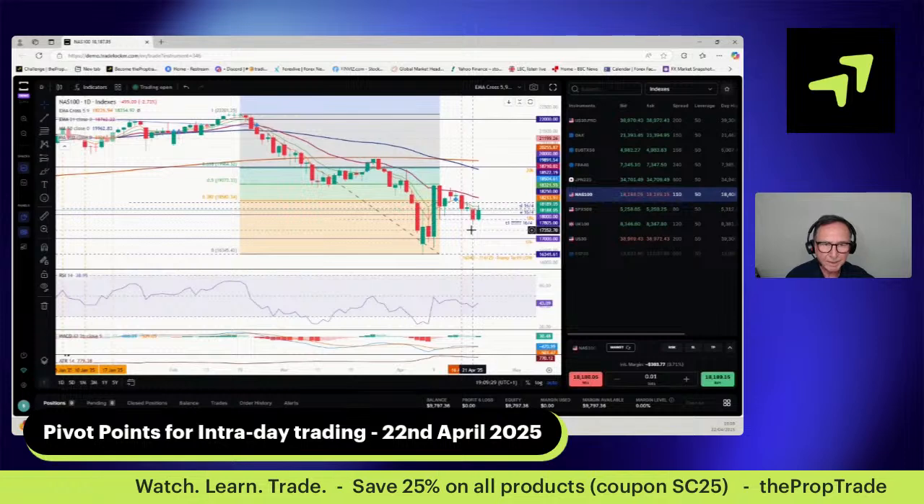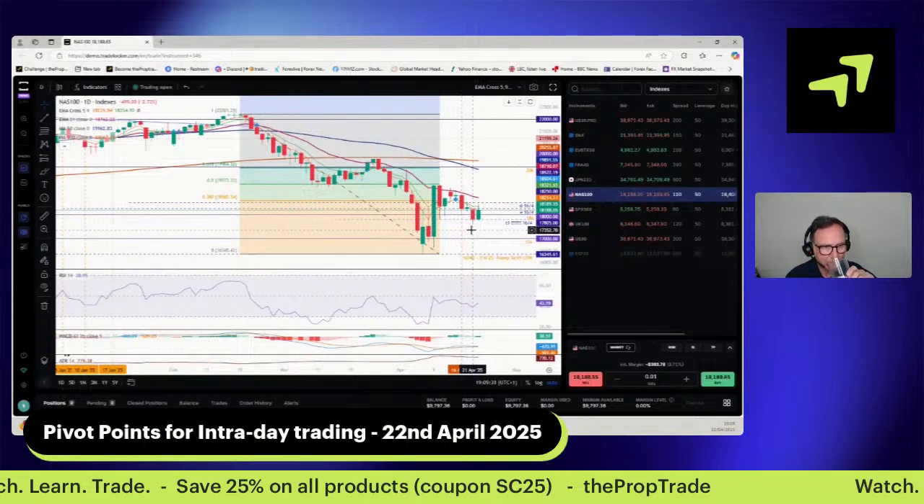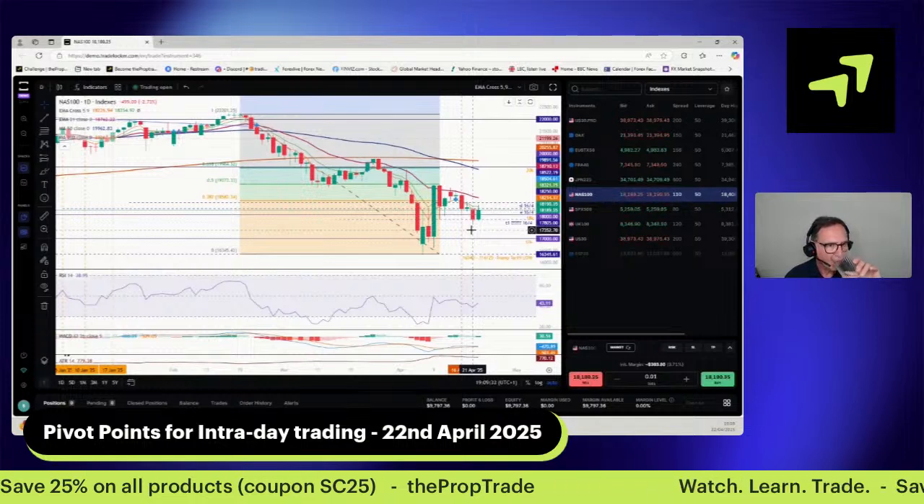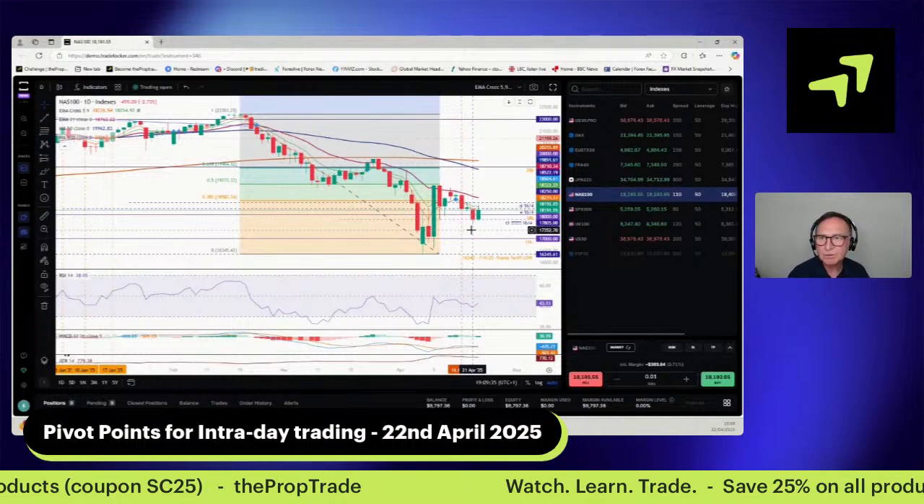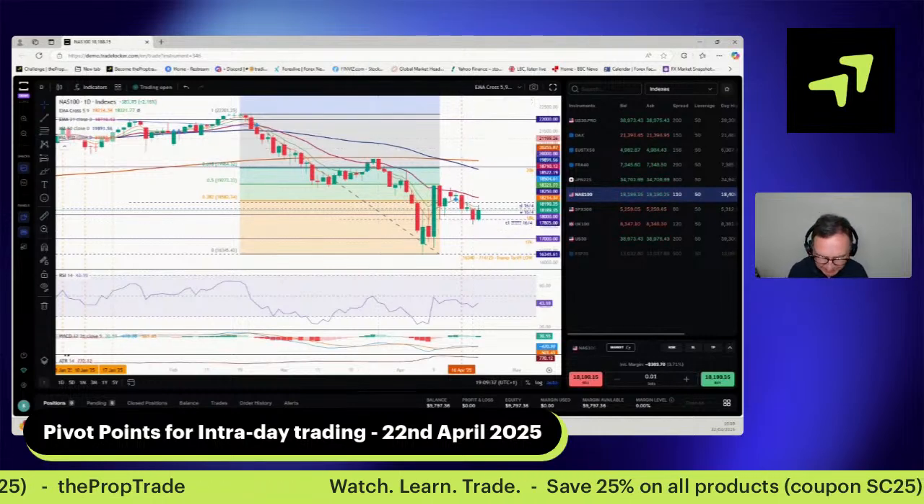I know that the Europeans are back. Stocks have moved back over the 18,000 level for the NAS 100.